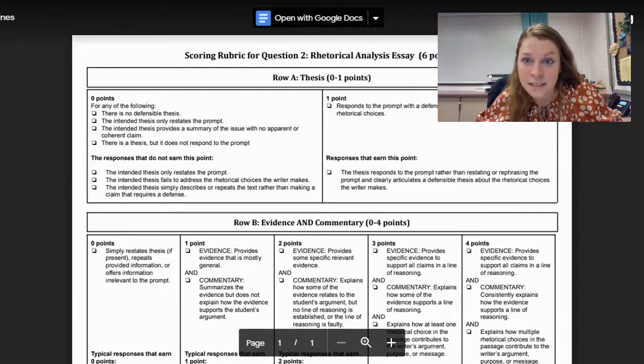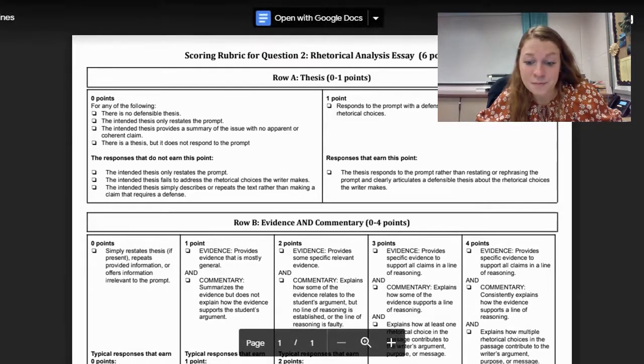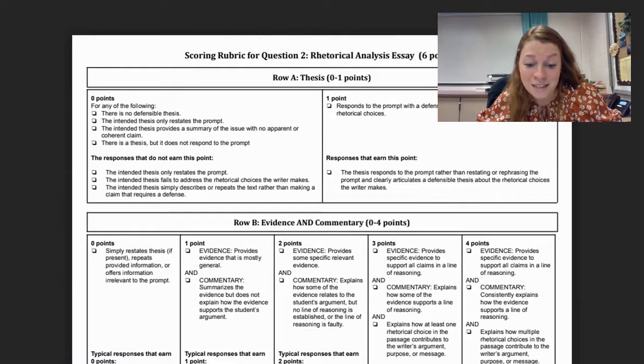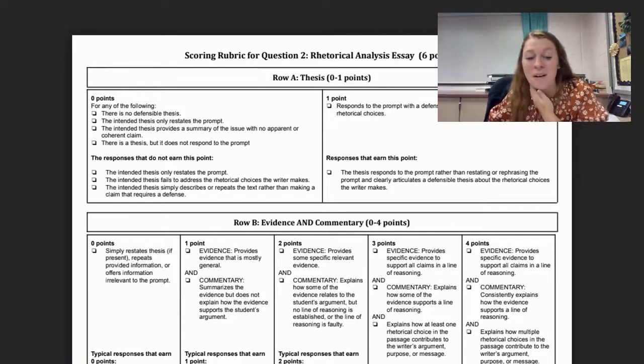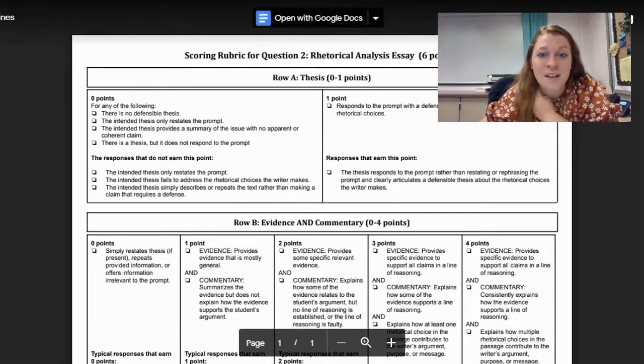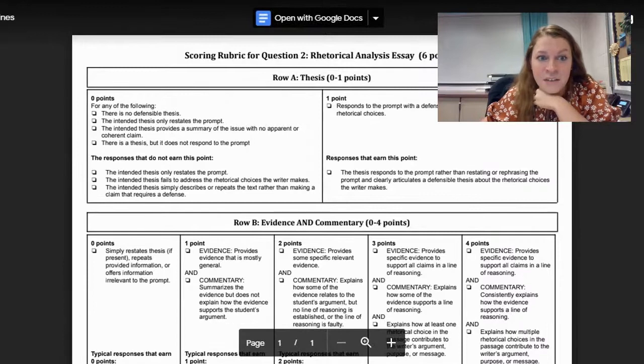So there's 6 points. You can get 0 points to 6 points, basically. Your goal is to at least get probably a 3 or a 4, but we're going to talk about all of that right now. So first things first is the thesis. Let's go ahead and take a look here for what 0 points looks like.